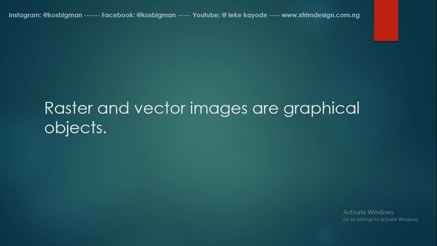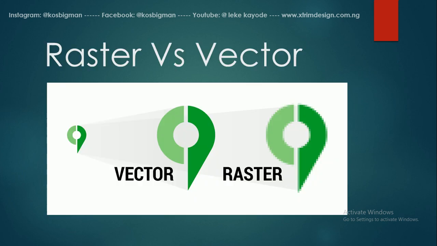So now, raster and vector images are graphical objects. Basically, we know that every image is graphical. Just the same way that in school they tell you to plot a graph, and after plotting that graph, you get images. It is like the way, in the former tutorial I did for you, a combination of graphic elements are images. So this is an example of what a raster and a vector is.